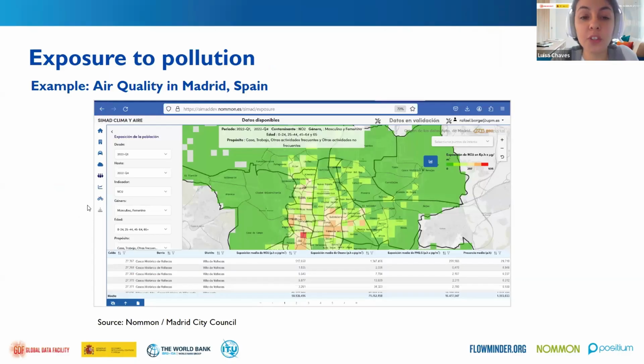An example of using mobile phone data to assess exposure to pollution is the air quality platform of the city of Madrid. This platform combines mobile phone data with a simulation model and air quality indicators to provide a detailed understanding of which regions of the city are most exposed to pollution at different times of the day. This allows the city to identify high-risk populations and design targeted interventions to reduce health impacts.